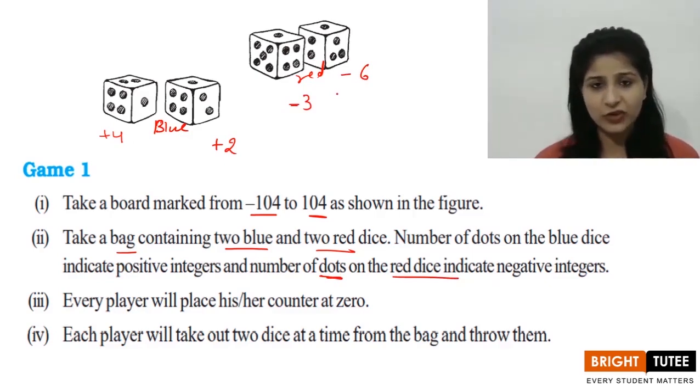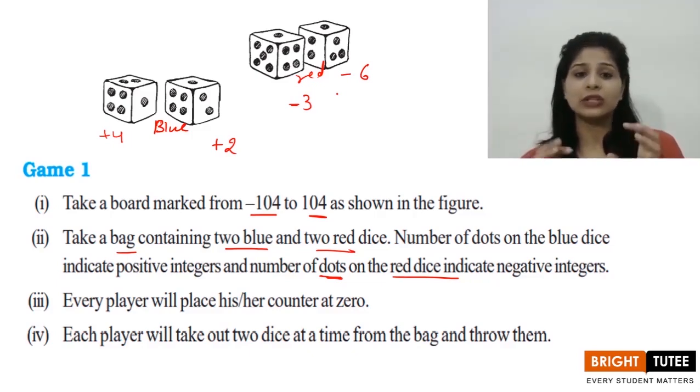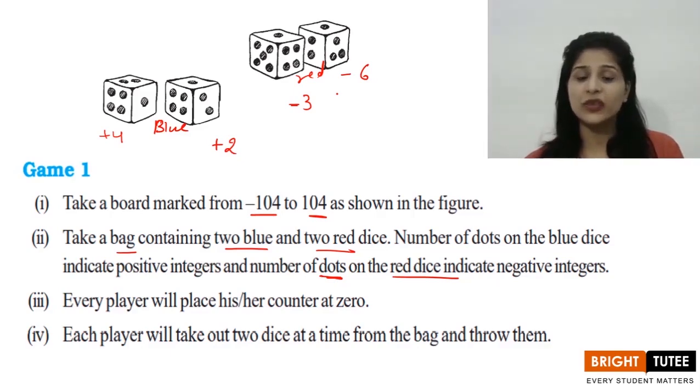Are you getting what you need to do? You have to take a board, mark these numbers, then you need to take a bag in which you are going to place 2 blue and 2 red marbles, or we say the dice. On the dice there will be numbers 1, 2, 3, 4, 5, 6. On the blue one, whatever number comes will show a positive integer, and whichever number comes on the red one, you have to take it as a negative one.